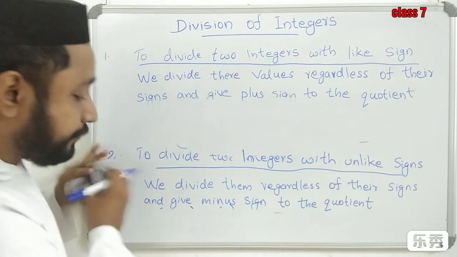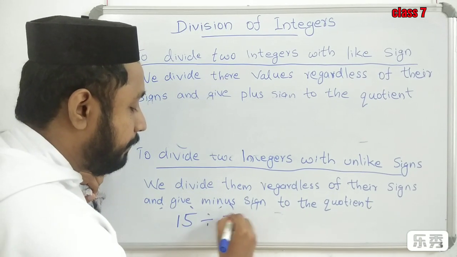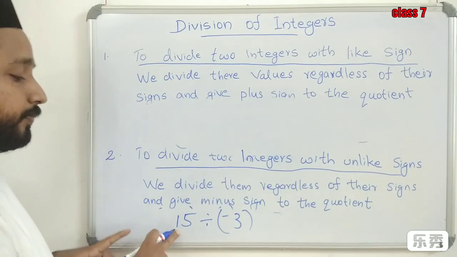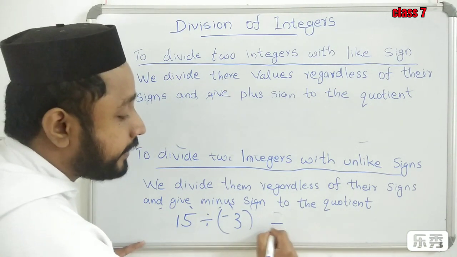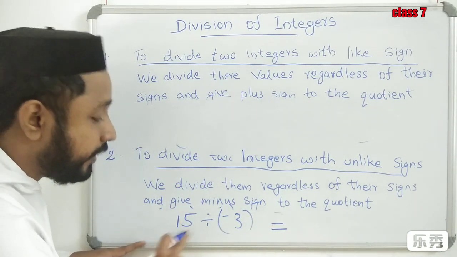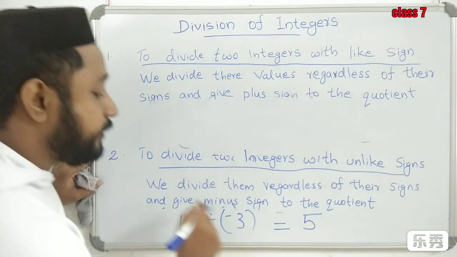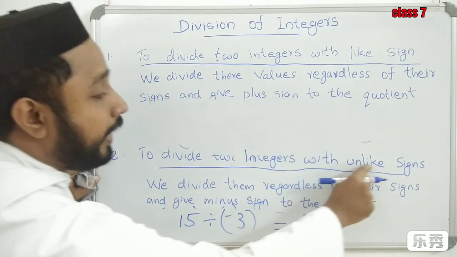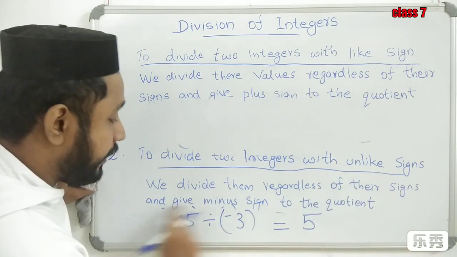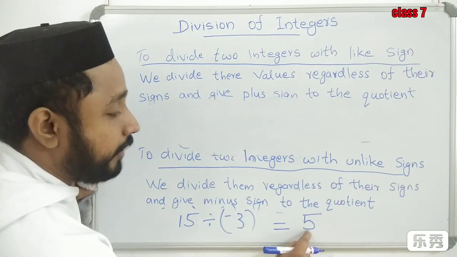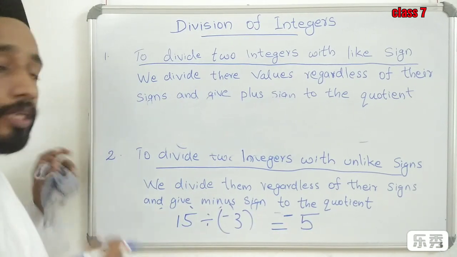Another example is 15 divided by minus 3. Here, first one is positive, second one is negative. One positive, one negative. So, without considering their signs, just divide 15 and 3. What is 15 divided by 3? 15 divided by 3 is 5. Now one positive, one negative, so the answer has unlike signs, which means give minus sign to the quotient. So, 5 is the quotient, give minus sign. So, 15 divided by minus 3 is equal to minus 5.